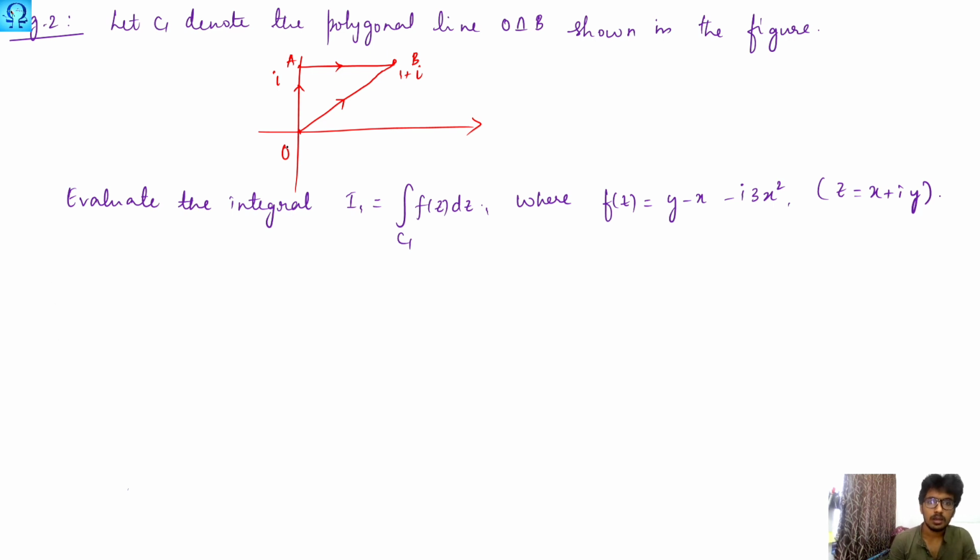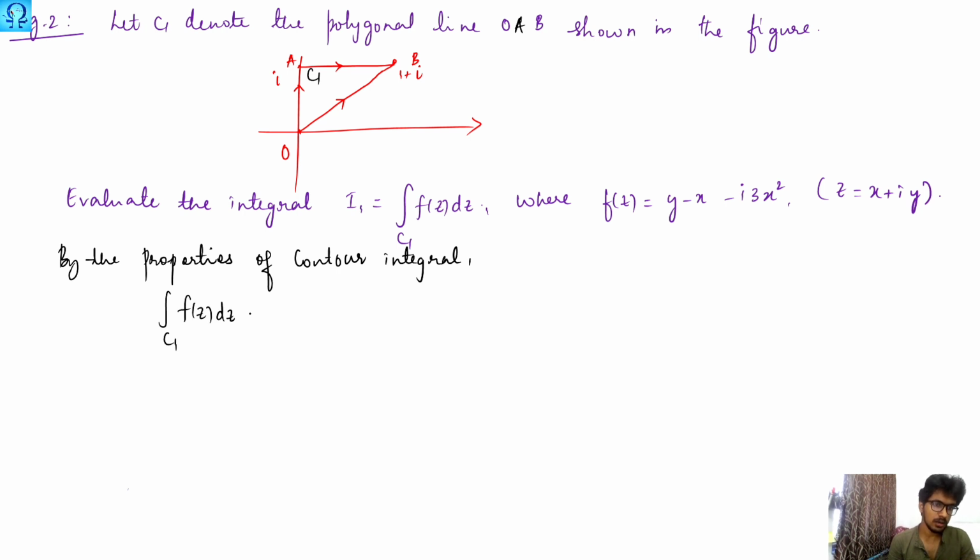So this problem, okay, C1 is the polygonal line OAB, which means this is the part C1. Only this part is our C1. Okay, we are not talking about OB. By the properties of contour integral, integral over C1 f of z dz may be written as integral OA f of z dz plus integral AB f of z dz. We may write like this.